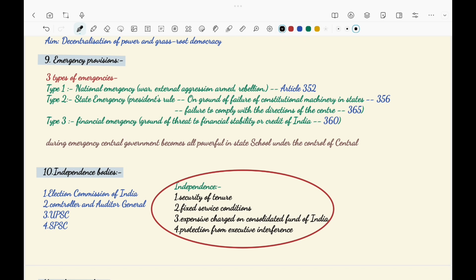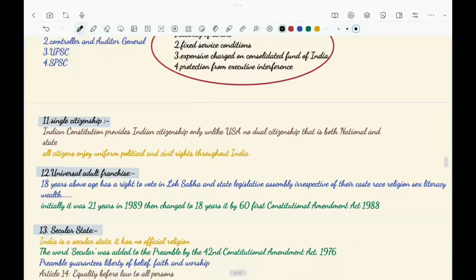Okay, and independent bodies, we have four independent bodies. One is the Election Commission, one is the Comptroller and Auditor General, UPSC, and SPSC. The Election Commission of India we have already discussed. And what is the Comptroller and Auditor General? He is the person who audits the accounts of the government, and their independence means what kind of extra benefits they are getting. That is the security of tenure, fixed service conditions, and expenses from the Consolidated Fund of India, and protection from executive interference.